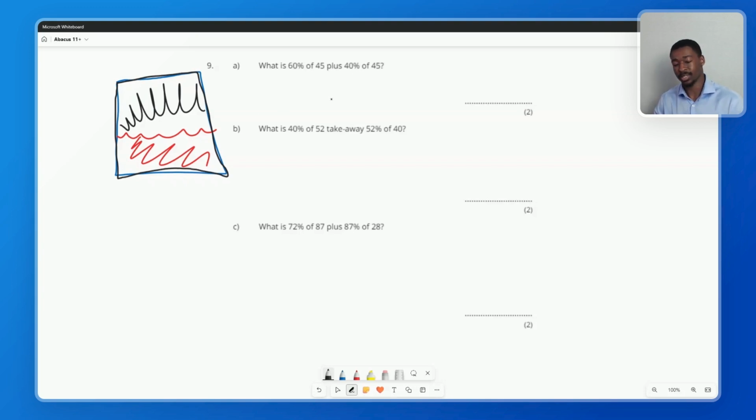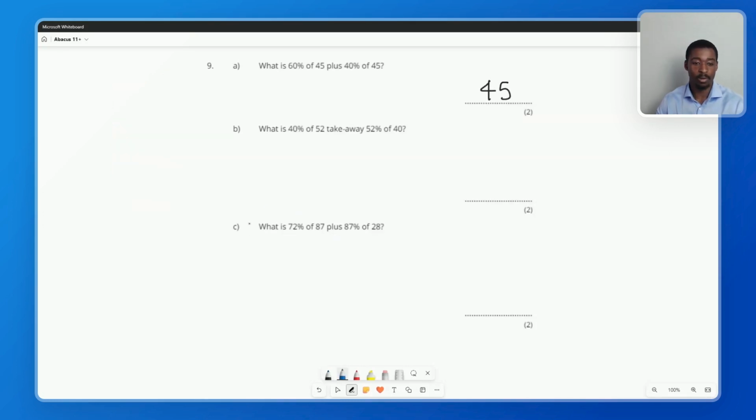So here, without doing a single line of working, if you zoom out and you see what's going on, we should know the answer here is 45. So here for part B, we have 40% of 52, take away 52% of 40. So we can start with this first one, 40% of 52.